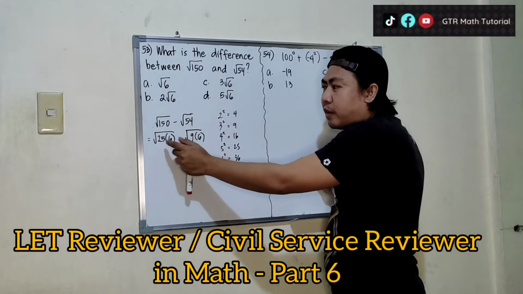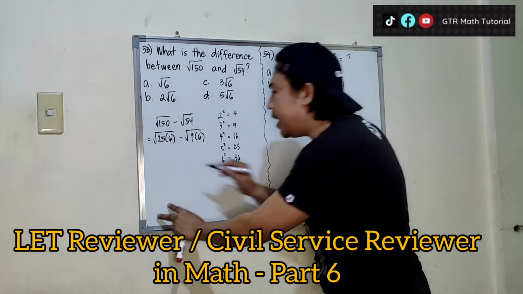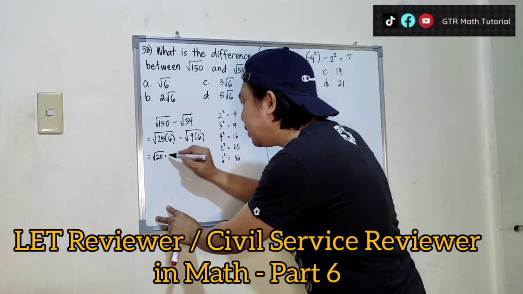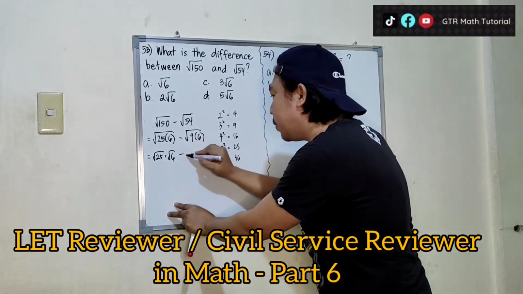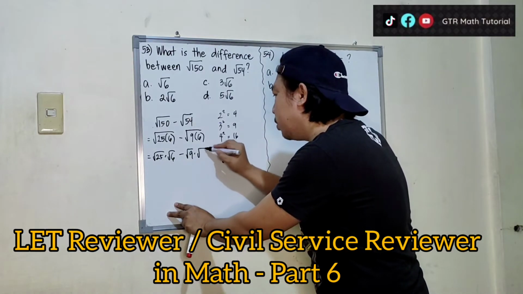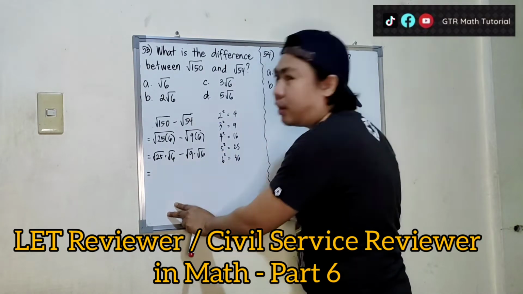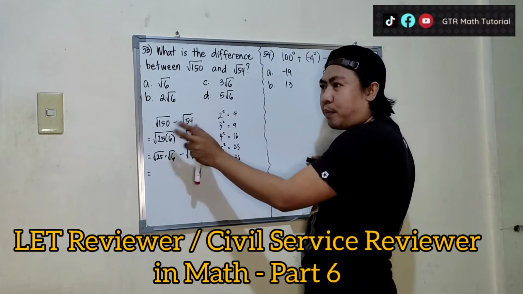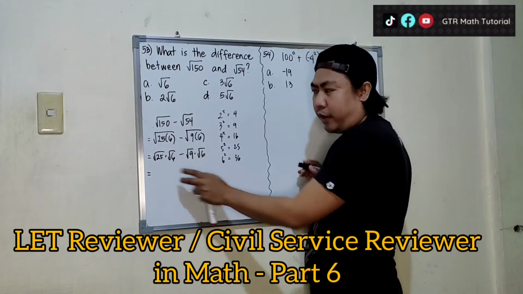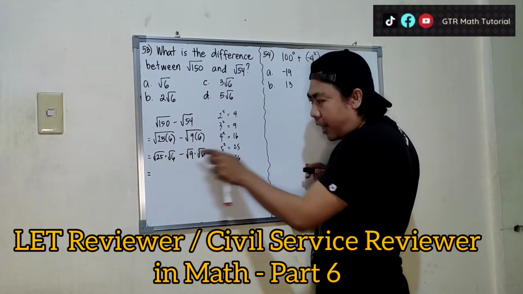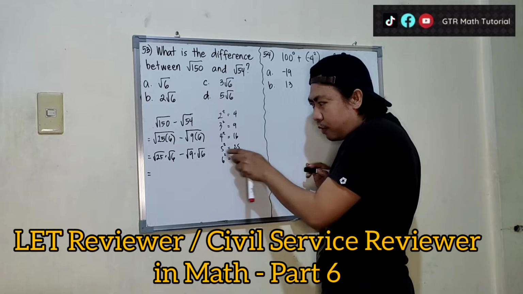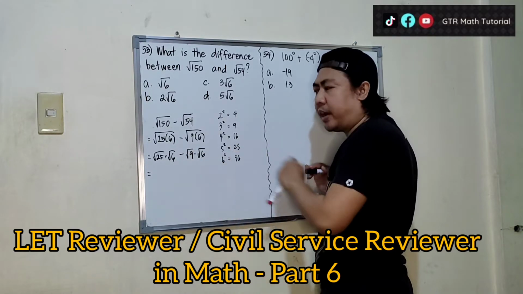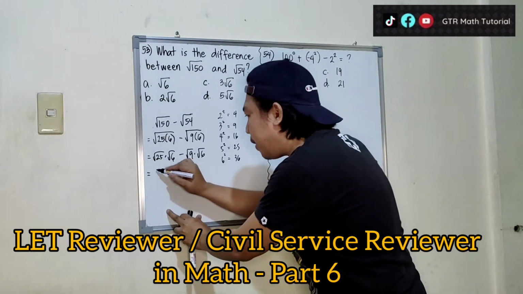Dahil square root of 25 times 6 ay equal yan sa, pwede natin paghiwalayin, square root of 25 times square root of 6 minus square root of 9 times square root of 6. Okay, so property yan ng square root. Square root of product is equal to product ng square root. Okay, so ngayon, so square root of 25, so that is equal to 5 dahil 5 squared is equal to 25. Kabaligtaran yung square root ng square. So square root of 25, so that is 5.